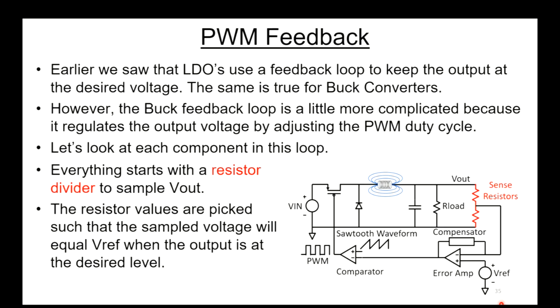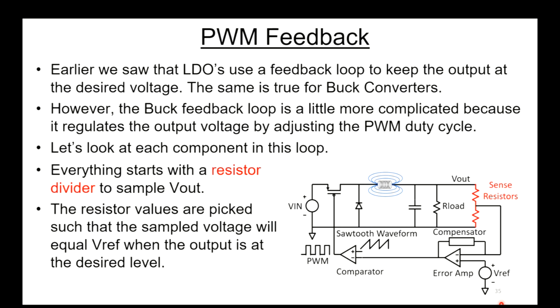So earlier we saw that LDOs use a feedback loop to keep the output at the desired voltage. And the same is true for buck converters. However, buck feedback loops are a little more complicated because it regulates the output voltage by adjusting the pulse width modulation duty cycle. So let's look at each component in this feedback loop.